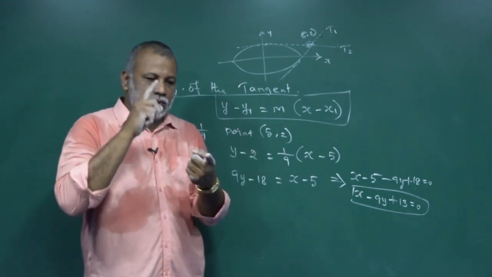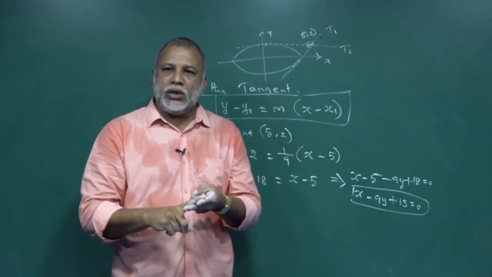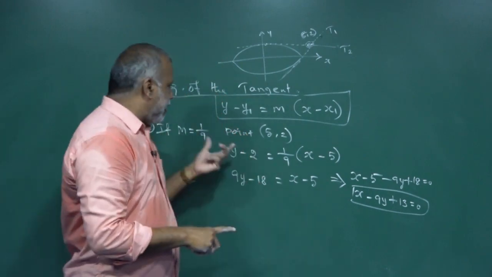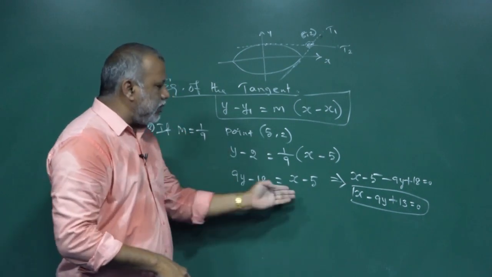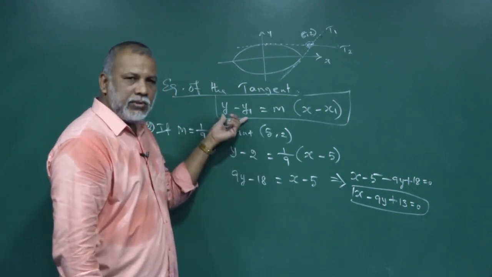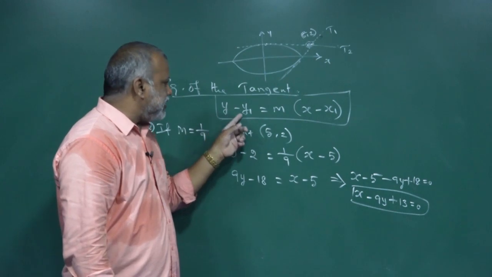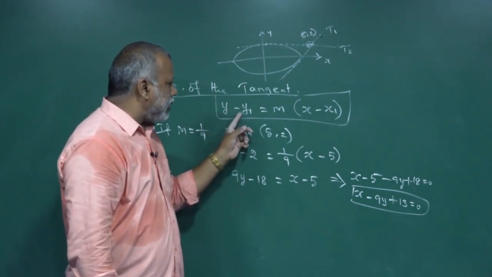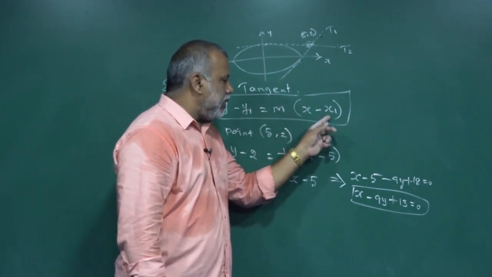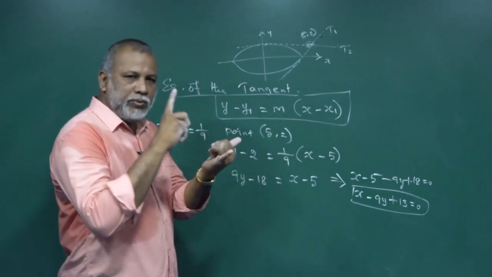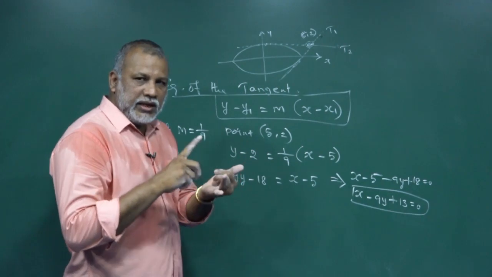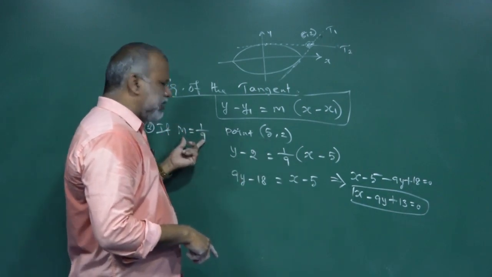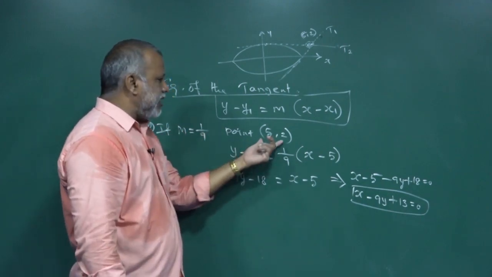Two values of m: m equal to 1, m equal to 1 by 9. With the help of m equal to 1 and m equal to 1 by 9, we are able to work out two tangents. Just keep this formula. Equation of the tangent: y minus y1 equal to m of x minus x1. Instead of m, we use the slope 1. M equal to 1, point is C. Then m equal to 1 by 9, that is the second slope. Point is 5 comma 2.